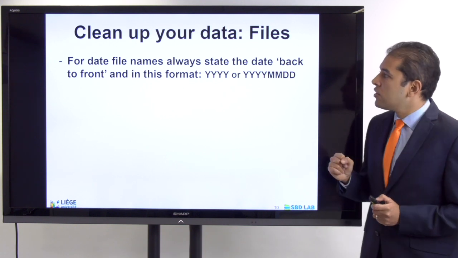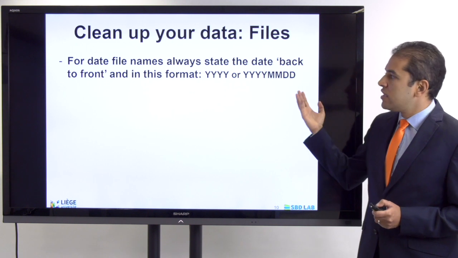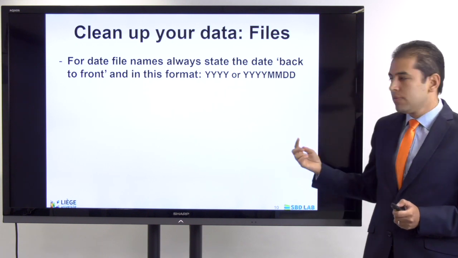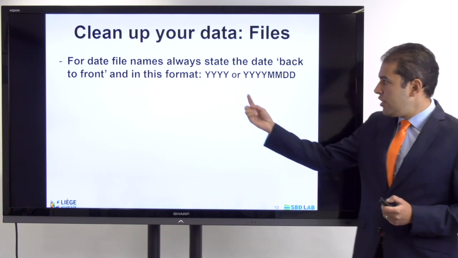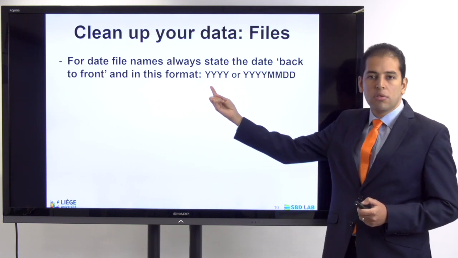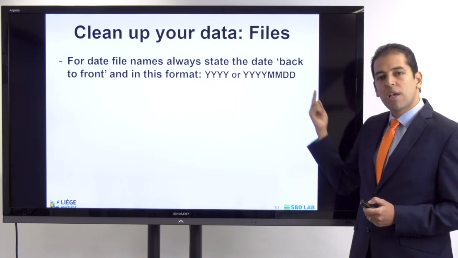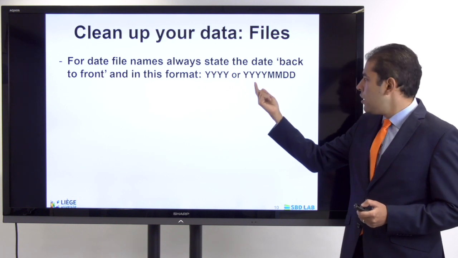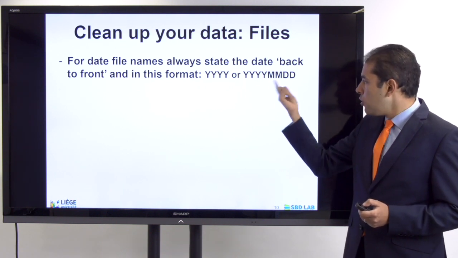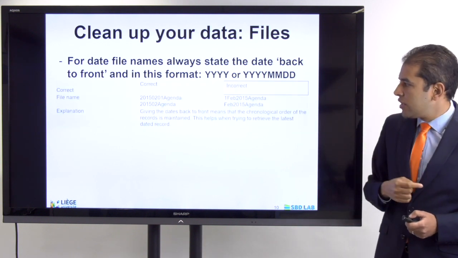Now, continuing on cleaning up your data, for dates in file names, always state the date back to front, always back to front, so that the computer can sort it chronologically and in order. So either you name it by year, like 2021, 2022, or year, month, and day. So you can say 2021, August, 15th. This is the best way to save your file.